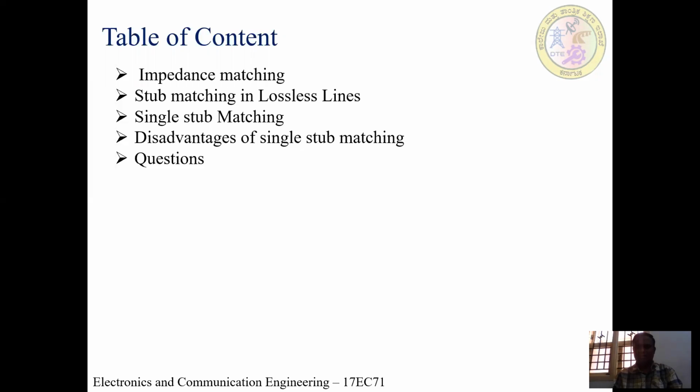And we will see what are the disadvantages of single stub matching and why we go for double stub matching. But the detail of double stub matching is not covered in this syllabus. And some important questions we will see that are going to appear in the examination.